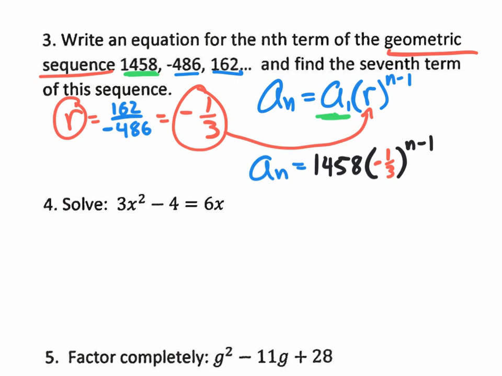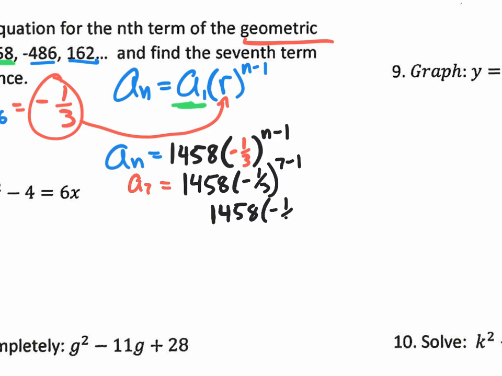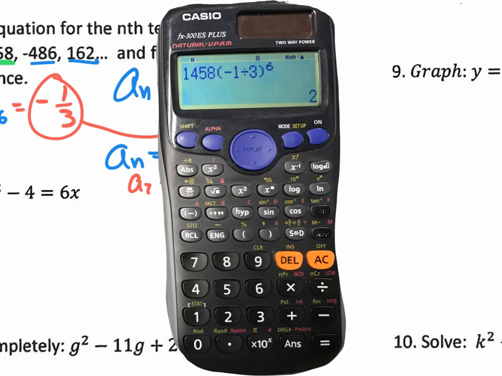So if you want the 7th number, what you're really going to be doing is taking this a sub n and plugging in 7. So the notation would be a sub 7. The work would be 1458 times negative 1/3, but to the 7 minus 1 power if you're plugging in 7. So you really have 1458 times negative 1/3 to the 6th power.